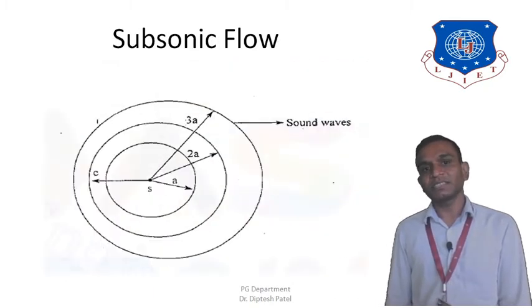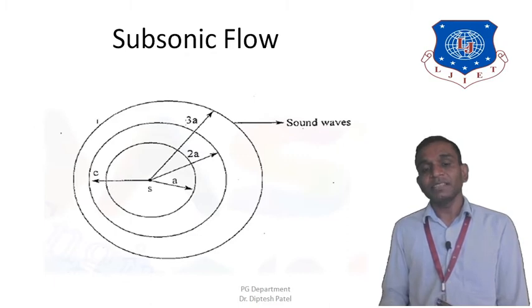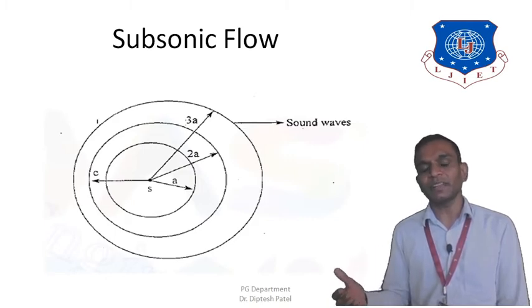Next one is the subsonic flow region. In subsonic flow, again the velocity of the source of disturbance is less as compared to the velocity of sound, and therefore the waves which have been generated from the source of disturbance are spherical in form, but they are not symmetrical. Actually they do not have a pattern of symmetrical nature.